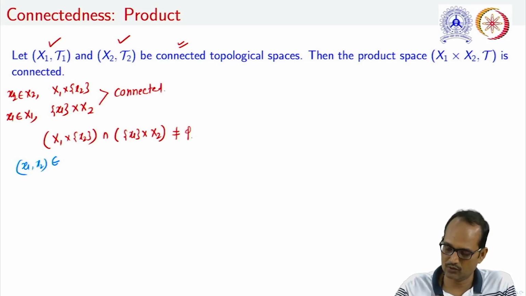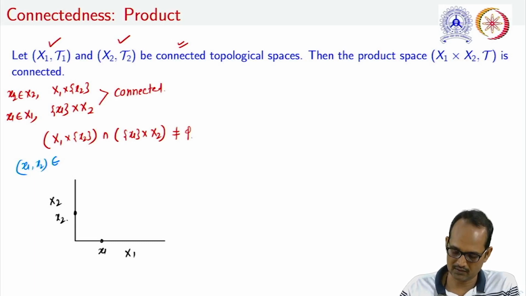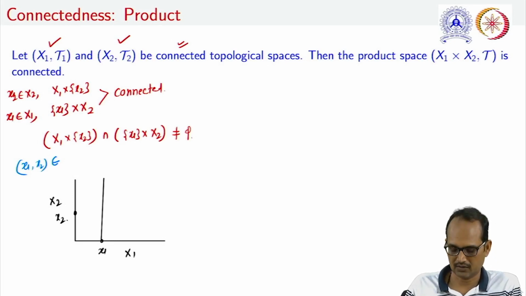We can also visualize it in this way. If this is the set x1 and this is the set x2, we have taken an element x1 here, and an element x2 here. The singleton set x1 cross x2 is this vertical slice, and x1 cross the singleton set x2 is this horizontal slice, and both are intersecting at this point, which is nothing but the ordered pair x1 x2.